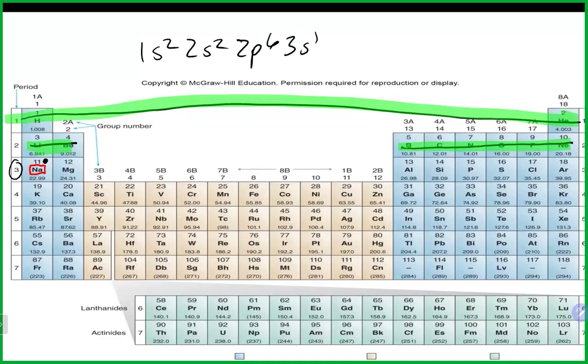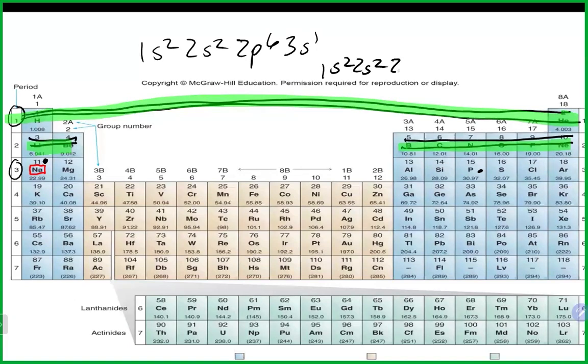Let's say we wanted to do phosphorus. Same deal, starting back up here, 1s2 all the way across, 2s2, 2p6, 3s2, and now we're coming to phosphorus, which is 1 box, 2 boxes, and 3 boxes in, and that's the 3p subshell. And now we have phosphorus, yeah?